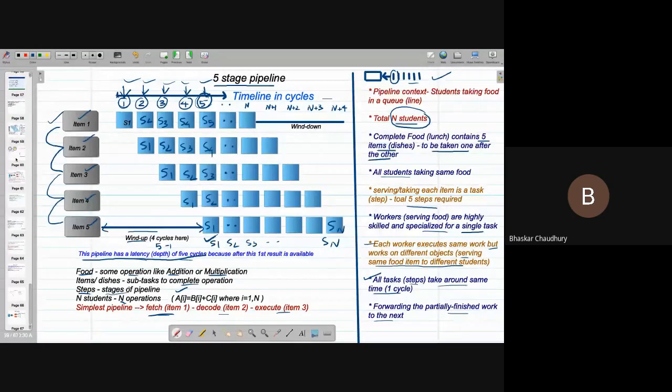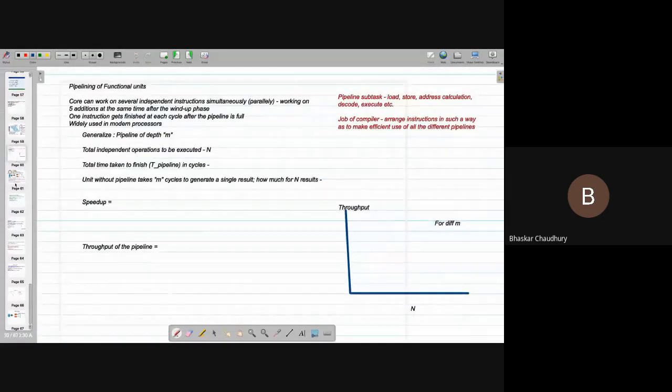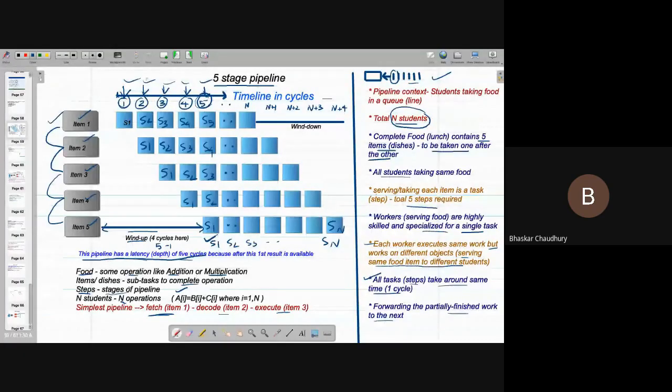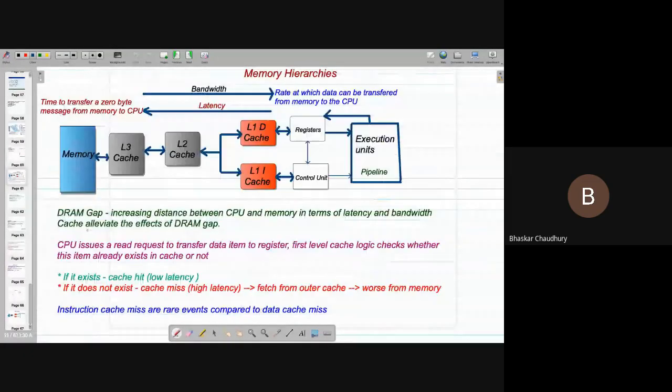Now the point is, what do we learn from here? What are the important learnings? The first important learning is about a core. We are talking about the pipeline of the functional units. The core can work on several independent instructions simultaneously. The first idea of parallelism comes from here. If you look into this picture very carefully, this is the complete functional unit, the five stage pipeline.